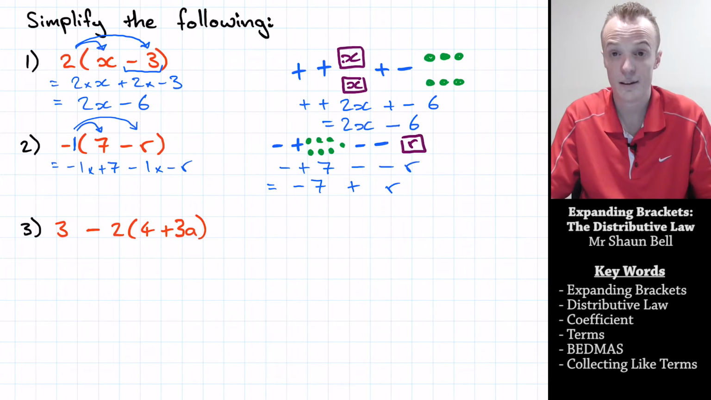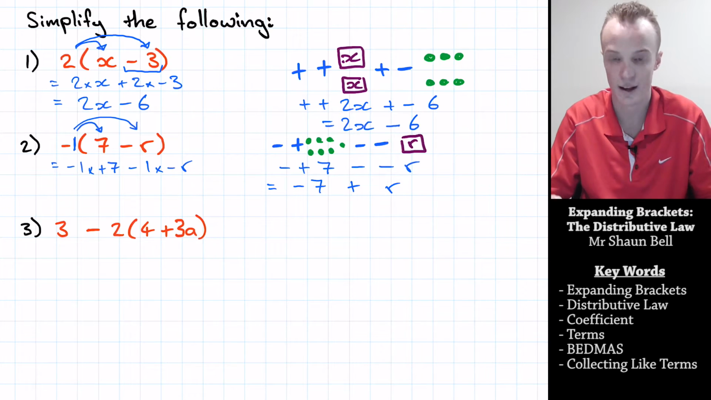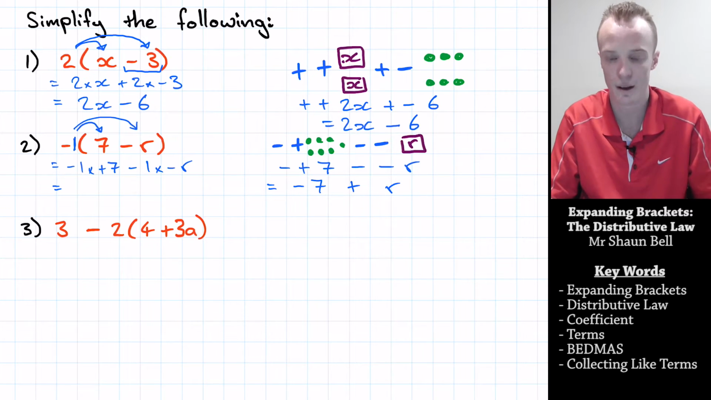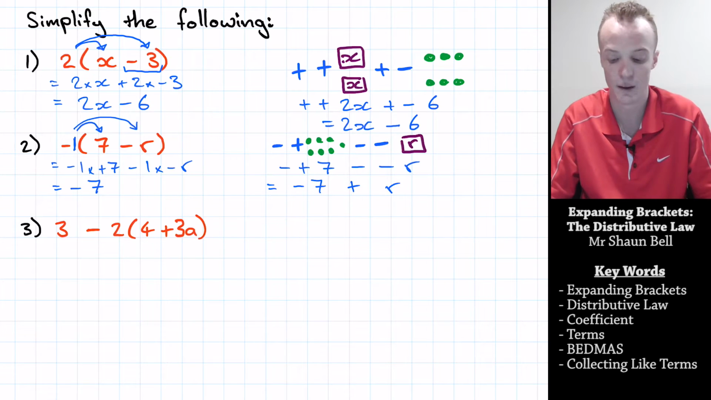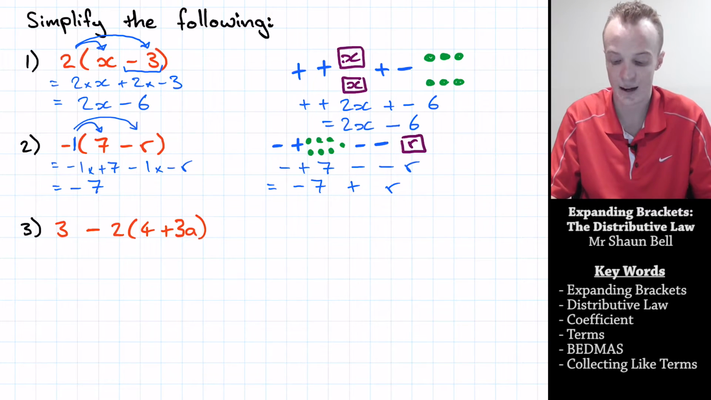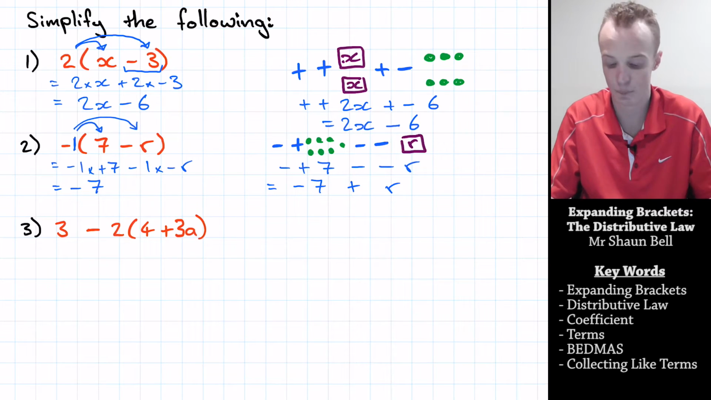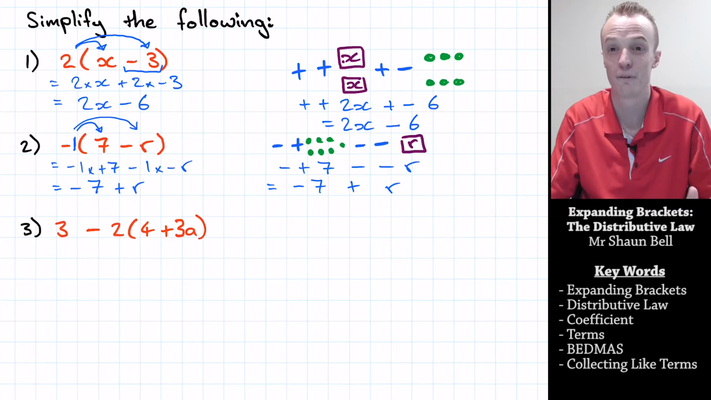So now we need to follow our BEDMAS rules of doing multiplication before any addition and subtraction. So we've got negative 1 times positive 7, negative times a positive is a negative. So 1 times 7 is 7, so we've got negative 7 here. Then we've got negative 1 times negative r. A negative times a negative is a positive, so that's going to be plus 1 times r is r. So would you look at that? We've arrived at the same solution.